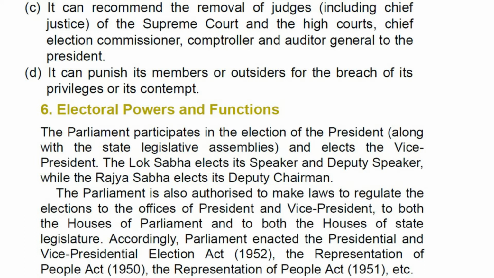6. Electoral powers and functions. The Parliament participates in the election of the President, along with the state legislative assemblies, and elects the Vice President. The Lok Sabha elects its Speaker and Deputy Speaker, while the Rajya Sabha elects its Deputy Chairman. The Parliament is also authorized to make laws to regulate the elections to the offices of President and Vice President, to both the Houses of Parliament and to both the Houses of State Legislature. Accordingly, Parliament enacted the Presidential and Vice Presidential Election Act, 1952, the Representation of People Act, 1950, the Representation of People Act, 1951, etc.